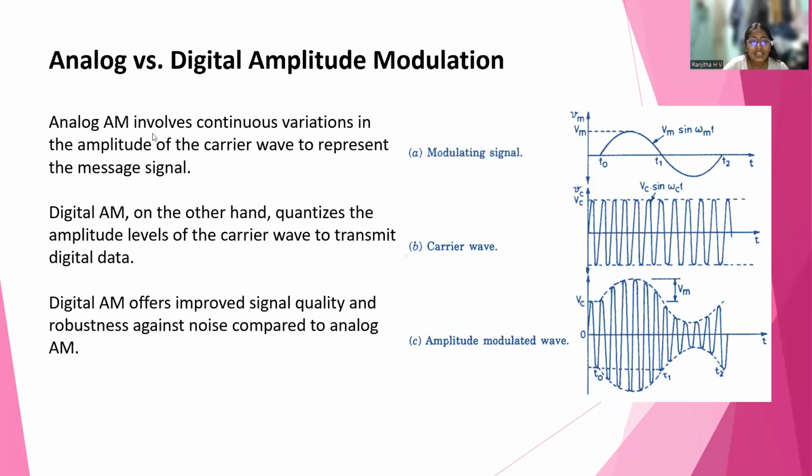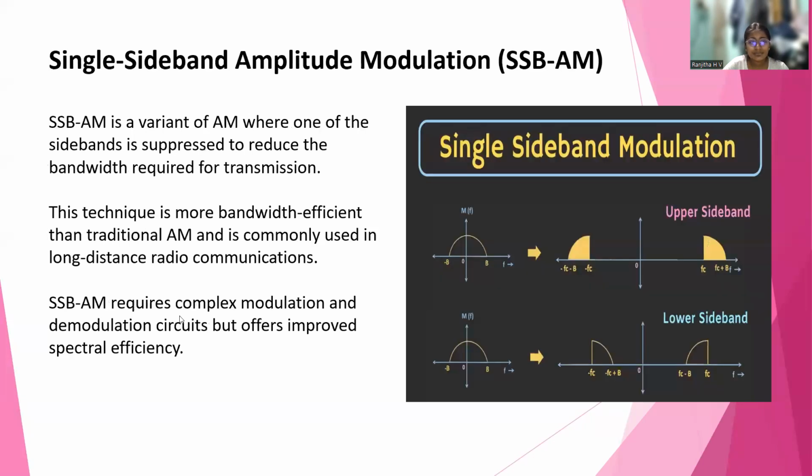The analog AM involves the continuous variation in the amplitude of the carrier wave to represent the message signal. The digital amplitude modulation, on the other hand, quantizes the amplitude level of the carrier wave to transmit the digital data. Digital amplitude modulation offers improved signal quality and robustness against noise compared to the analog AM.